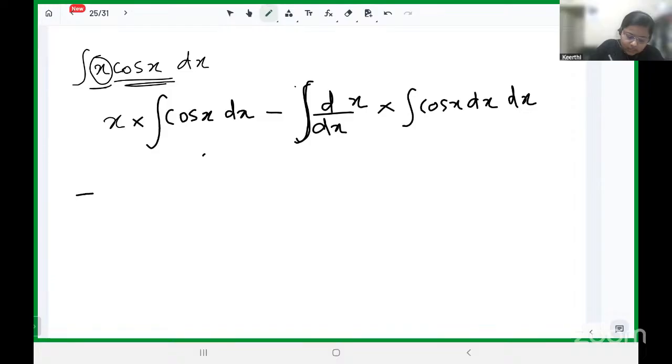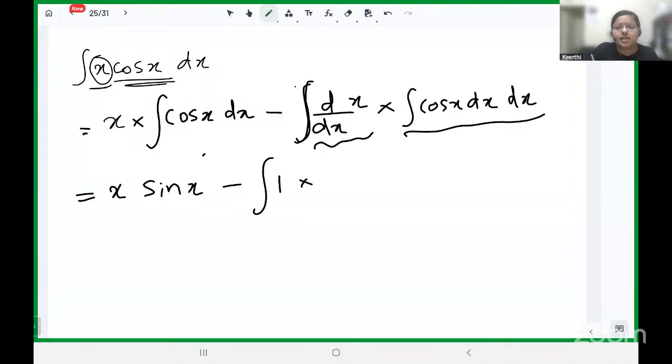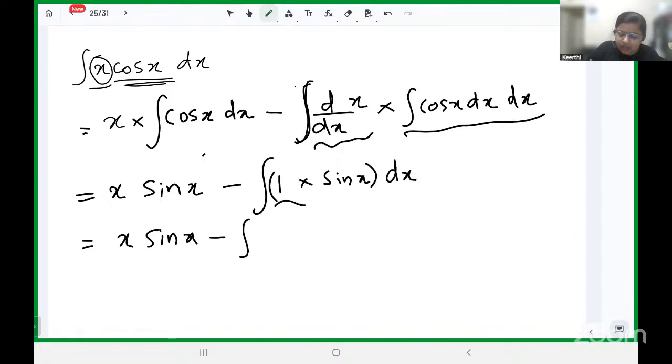Now you know the integral of cos x. What is the integral of cos x? The derivative of sin x is cos x, so the integral of cos x is sin x. So x into sin x minus the integral of, what is the derivative of x with respect to x? It is nothing but 1, into, again, the integral of cos x, which is sin x, dx. So this is equal to x into sin x minus 1 into sin x, which is sin x dx.